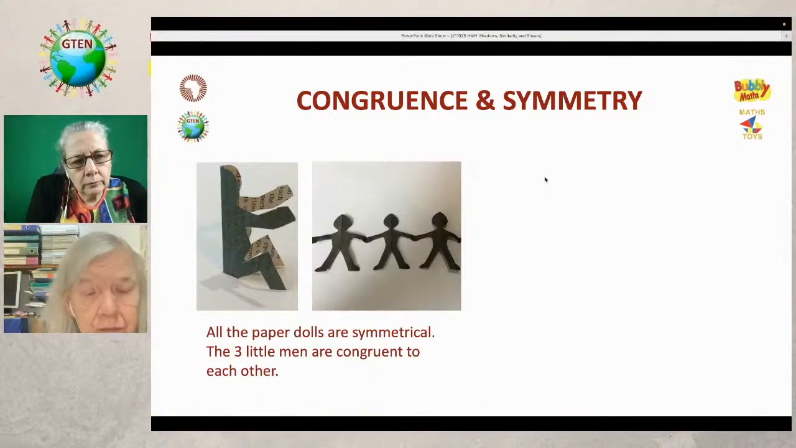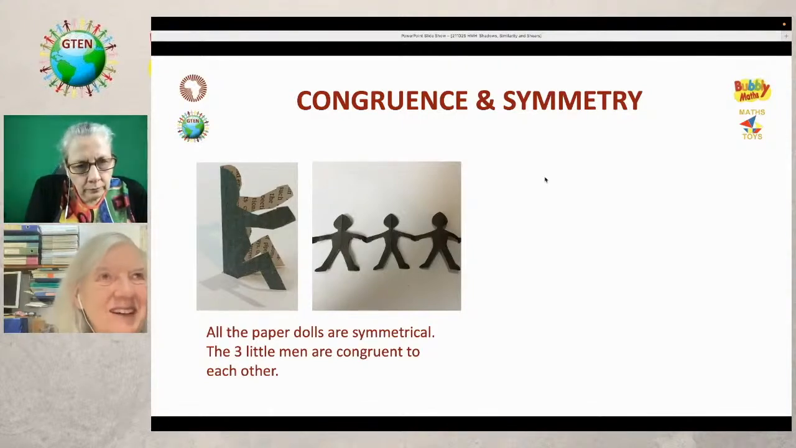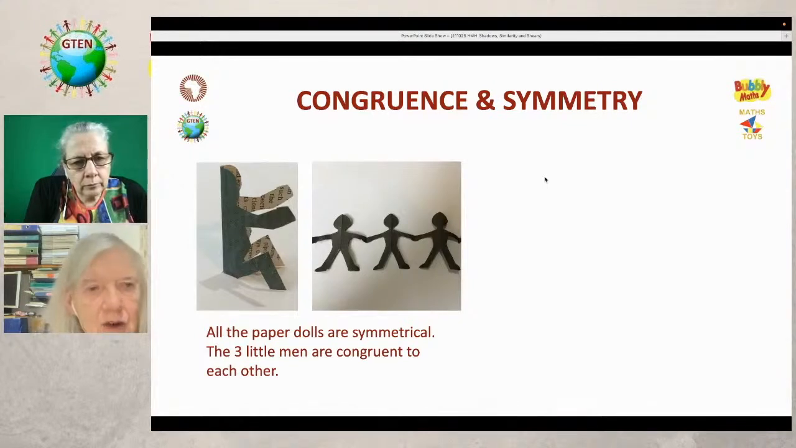Now in mathematics, the word congruent means they're exactly the same size, exactly the same shape, all the lengths are the same, all the angles are the same, right? And you could put one on top of the other, and you could see that they matched exactly. That's what congruence means. Now the symmetry in these little dolls is shown there because that was where the paper was folded. So the doll is exactly the same on the left and the right.